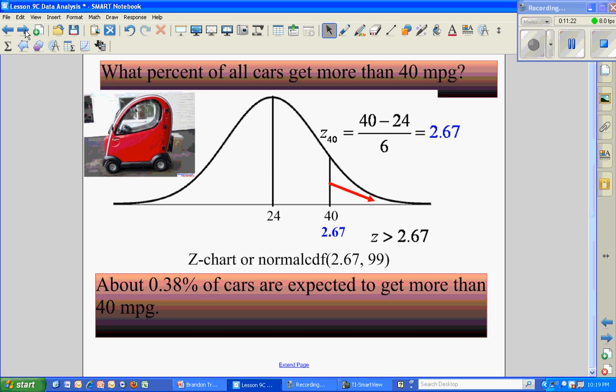What percent are going to get more than 40? Get your z-score for 40. Since you want more than, you're going to type in your z-score, comma, 99. So your low would be the z-score, and you're aiming to go up from that. That's why we're going to use the 99. That's going to be a very small amount. We've seen the smart cars. There aren't too many of them out there, so it's a small percent that are actually going to be able to get higher than 40 miles per gallon gas mileage.